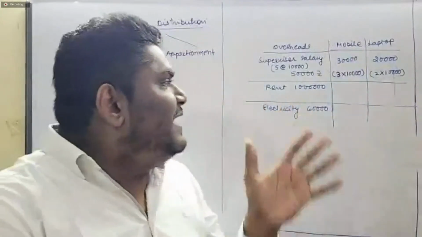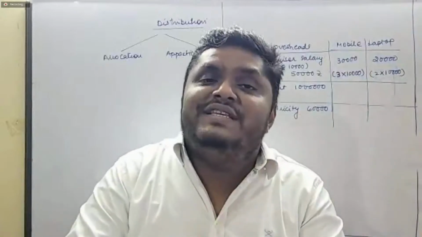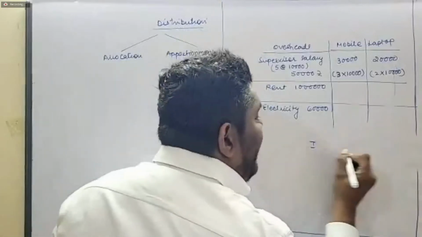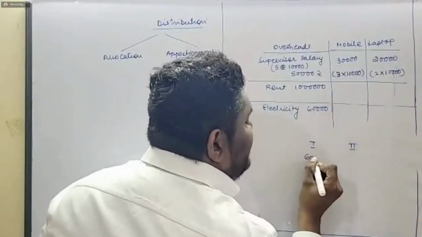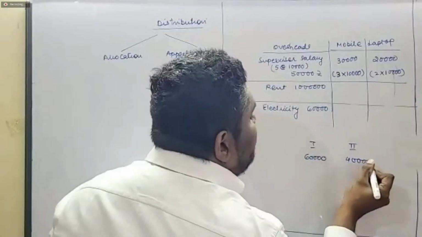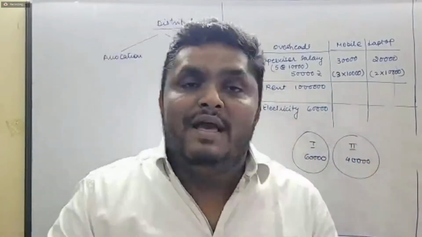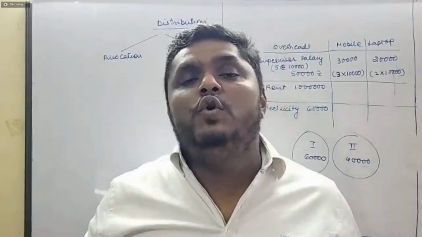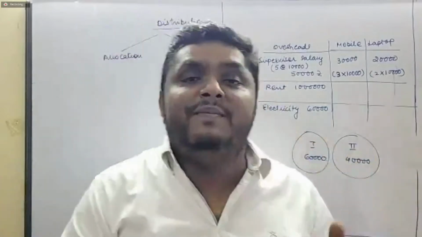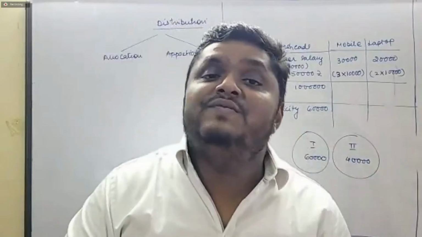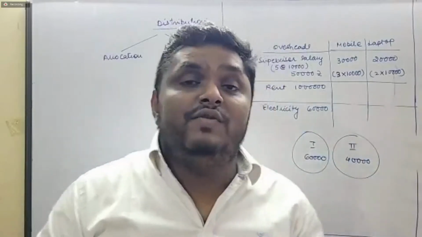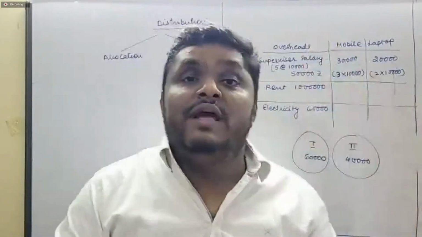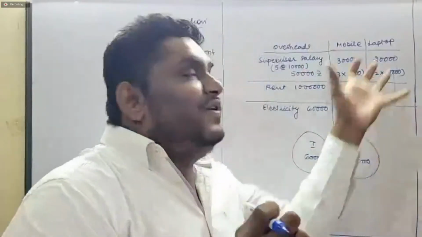As far as rent is concerned, again some information is given in the question. Let's say we have taken 2 premises on hire, premise first and premise second. The rent of premise first is, let's say, 60,000 and the rent of premise 2 is, let's say, 40,000. Further, it is clearly given in the question that premise 1 is exclusively used for the mobile division and premise 2 is exclusively used for the laptop division.